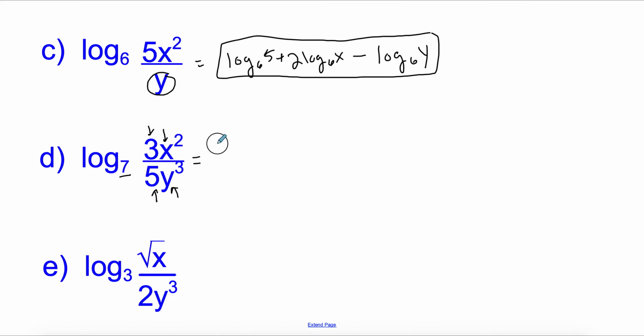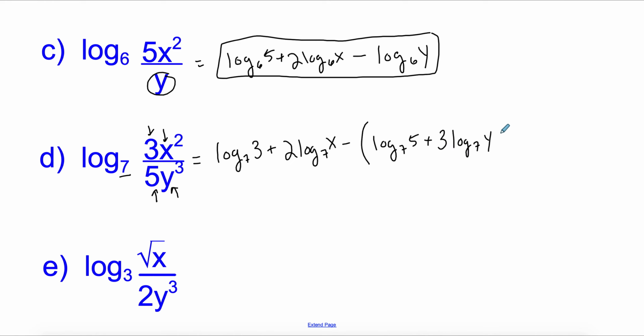So I'm just going to work through this, split it up one by one. So the 3, log base 7 of 3, the x squared, that 2 would come in front of the logarithm like we did up here. And it's multiplication, so plus 2 log base 7 of x. And now since I have 2 things on the bottom, I'm going to have to subtract that group. So kind of like this, subtract both of those. Log base 7 of 5 plus 3 log base 7 of y.